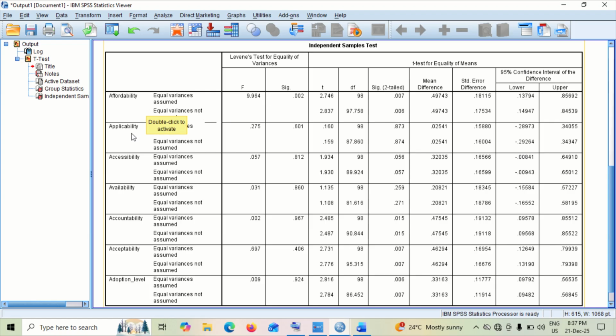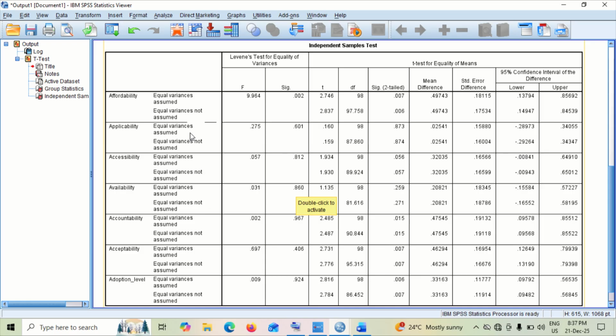And in the case of applicability, accessibility, availability, accountability, acceptability and overall adoption level, the significance value of Levene's test shows values greater than 0.05. Hence, we assume equal variance of population. Therefore, we have to use the t value and significance value corresponding to equal variance assumed in all these cases.